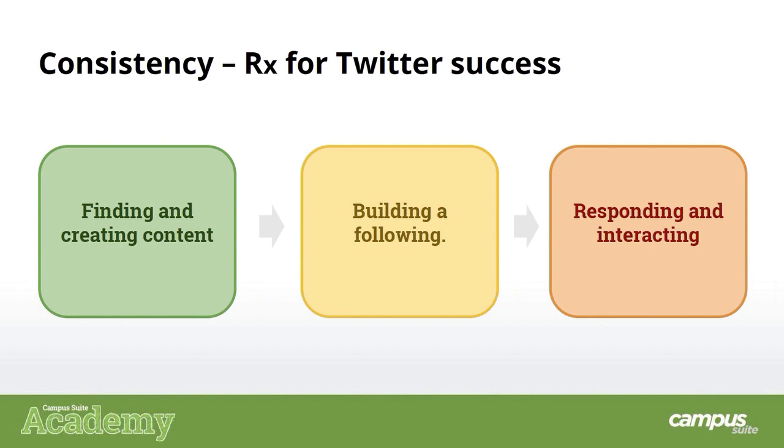Okay, consistency is required. That's your prescription for Twitter success, and it's really consistency across these three disciplines, and that's finding and creating content, building a following, and then the all-important responding and interacting. You have to have a commitment to interactivity, or else why be social?